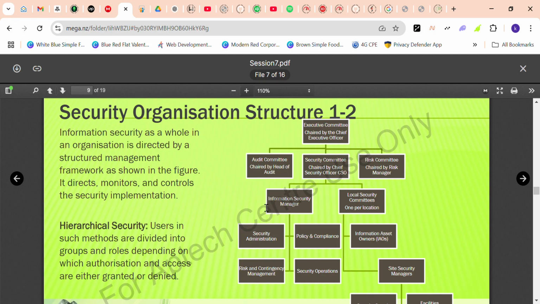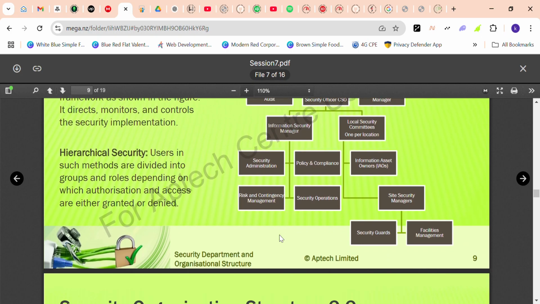Now, executive committee chaired by the chief executive officer. This is the structure. From there, audit committee chaired by the head of audit, security committee chaired by the chief security officer, and then risk committee chaired by the risk officer. So these are the structures that we have for security organization structure.